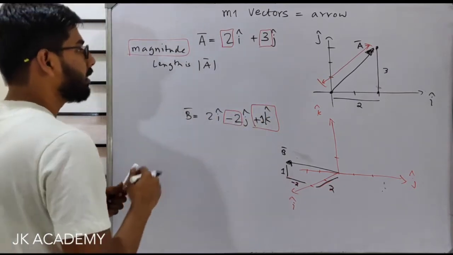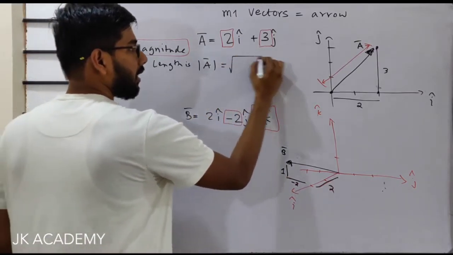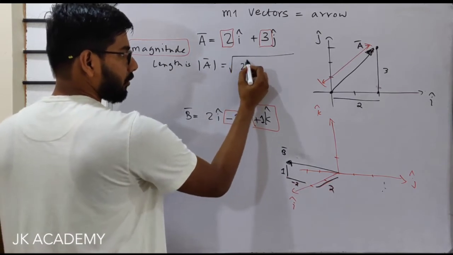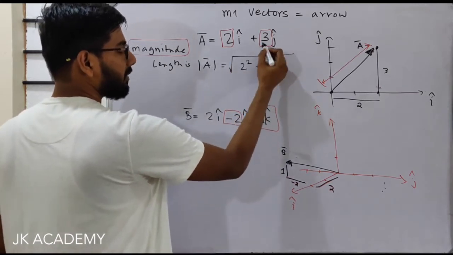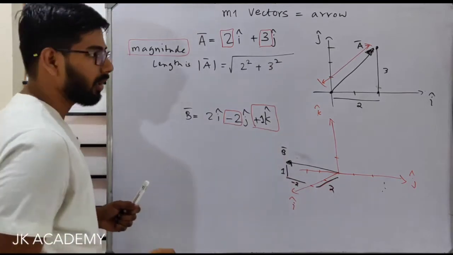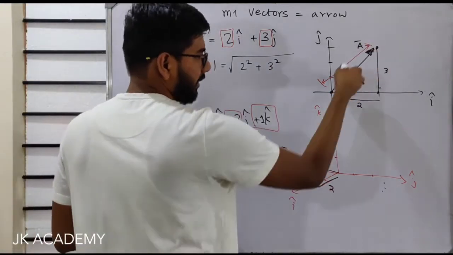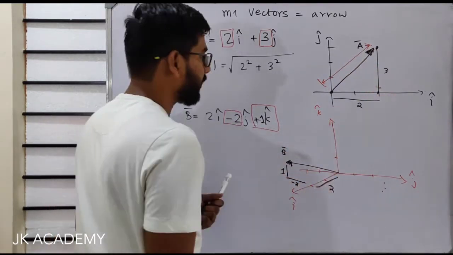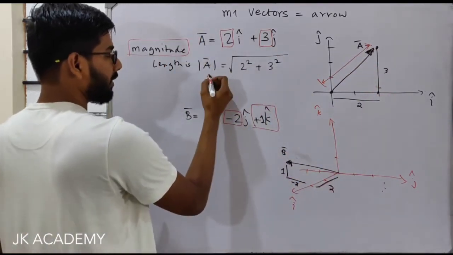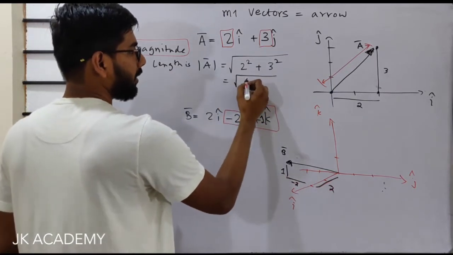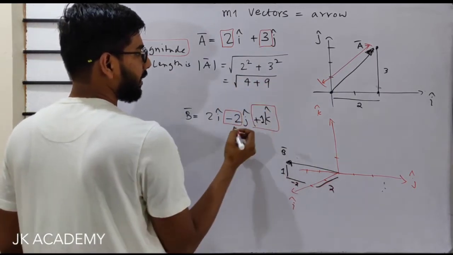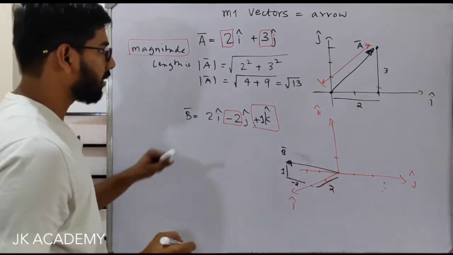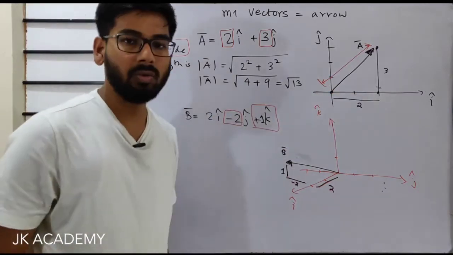So how will you find that? The magnitude of a bar is the square root of the number beside i squared plus the number beside j squared. You can see it, right? If it's a right angle triangle, this length is the square root of 2 squared plus 3 squared, according to the Pythagoras theorem. So the modulus of a bar is the square root of 4 plus 9, which is root 13. So the length of a bar, modulus of a, is equal to root 13.